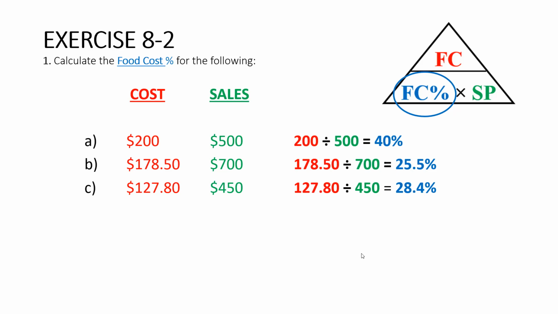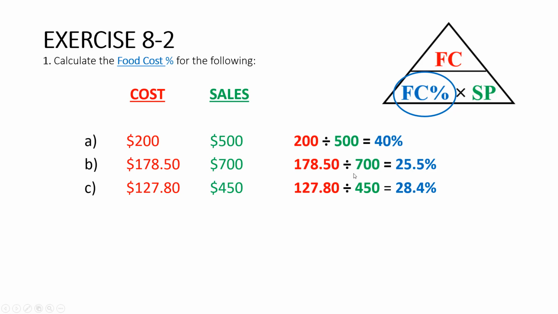Again, I've tried to color coordinate things. The first question is we're looking for the food cost percent. So as you can see, we're looking for this figure here. That means we must have the food cost and we must have the selling price. And since they're on top of each other, we divide. So here is the cost divided by the sales, or in this example, $200 divided by $500, we have a food cost of 40%.